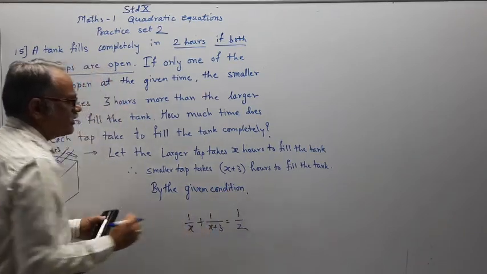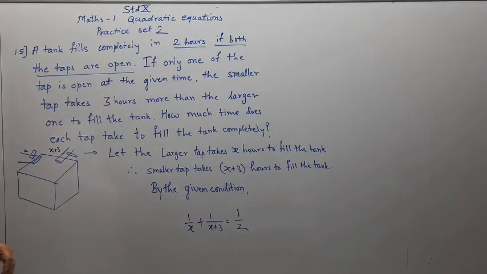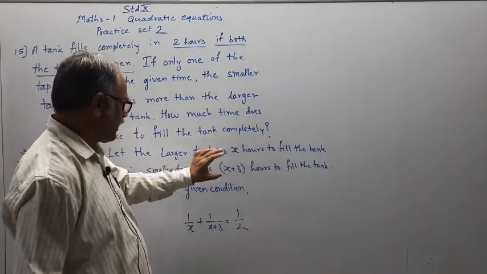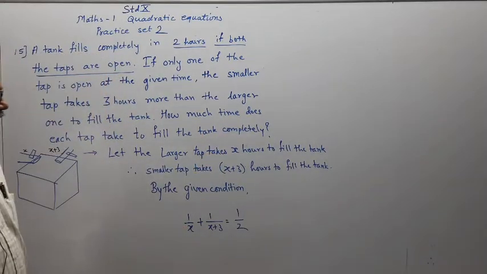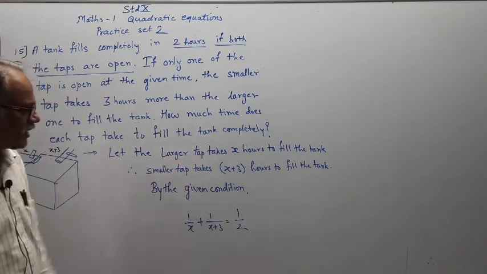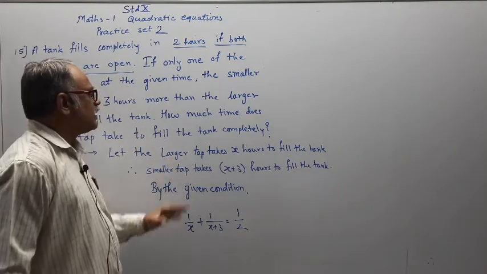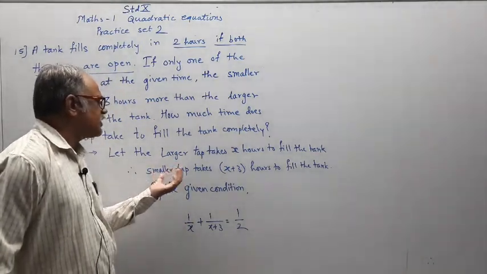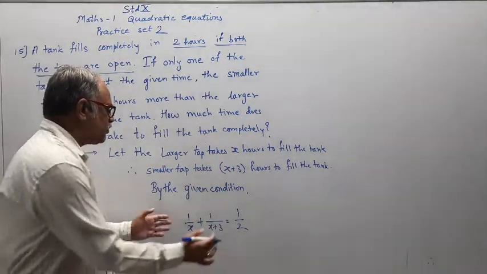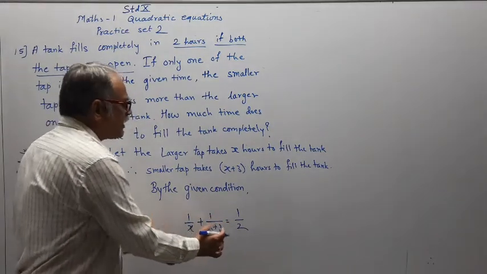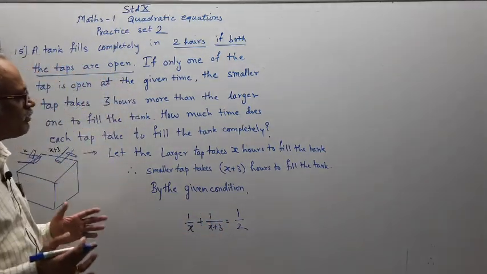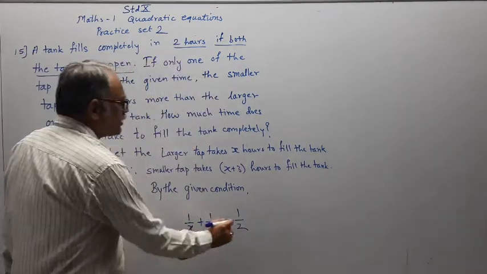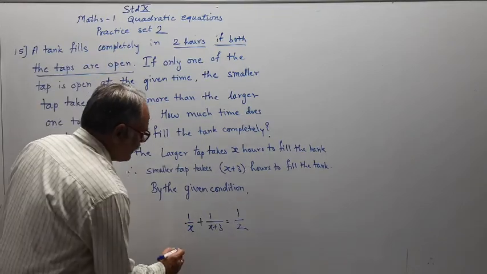So, by the given condition, this condition you must understand. Again I will explain. Larger tap takes X hours, therefore smaller tap takes X plus 3 hours. In 1 hour, larger tap will fill 1 by X part of the tank. Smaller tap will fill 1 upon X plus 3. They together will fill 1 by X plus 1 by X plus 3. They together require 2 hours, so in 1 hour they will complete half part, 1 by 2. So this is the condition. Now we have to solve this.